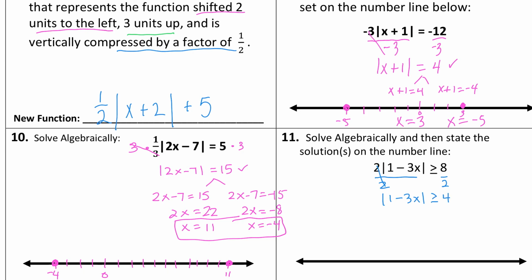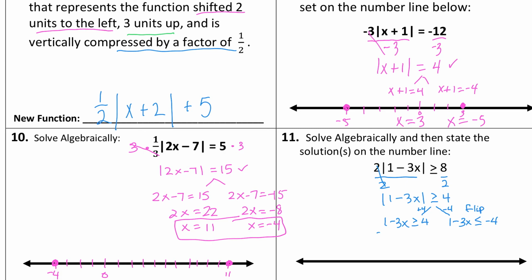At this point, you will split it. When you split it to the positive 4, it stays the same, so 1 minus 3x, you just take the absolute value bars off, but the inequality stays, greater than or equal to 4. When you move it to the negative side, the negative 4, you do have to flip the inequality. So 1 minus 3x is less than or equal to negative 4. So just remember to flip it when you go to the negative side.